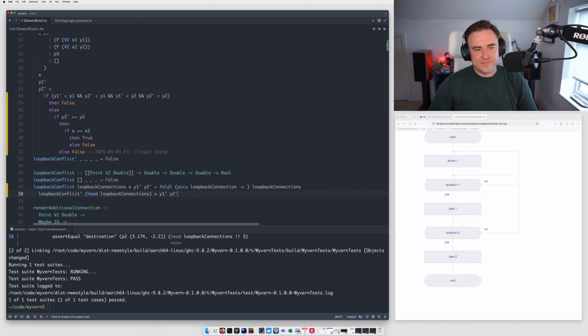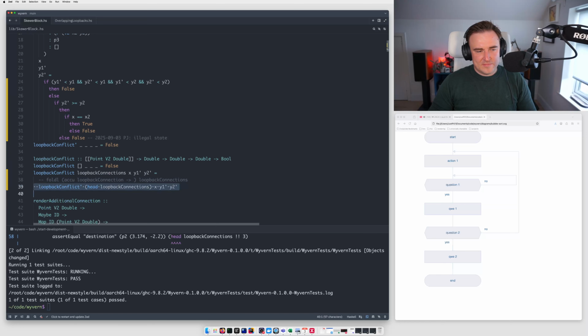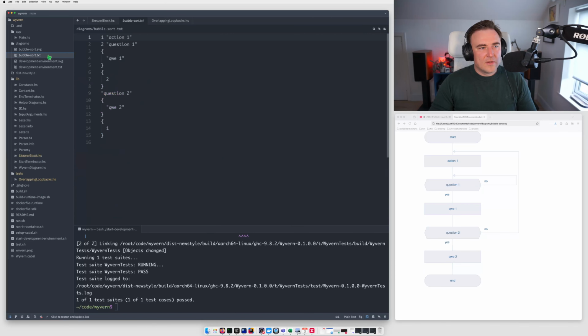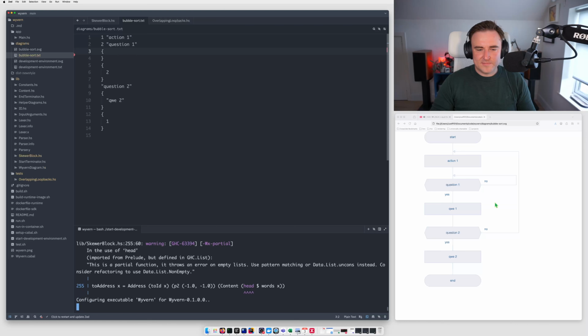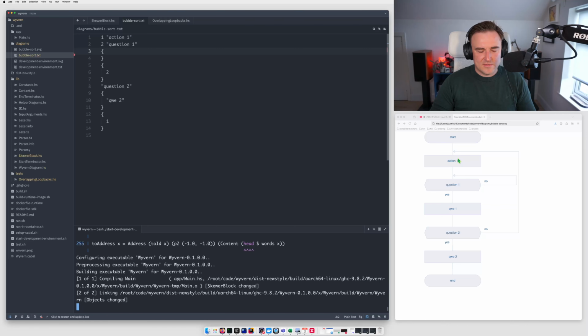You know what? Let's leave the head in place and let's see what happens. So we'll change the bubble sort. Let's get rid of QWE1 just to make it more compact. Action 1 can stay.